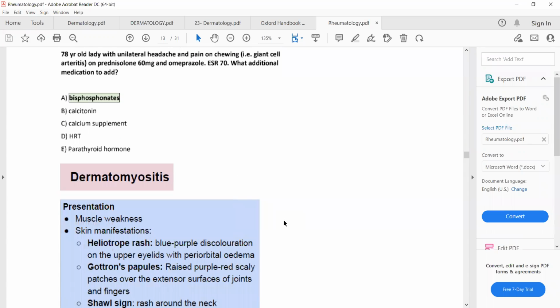So this was all about polymyositis, polymyalgia rheumatica, and giant cell arteritis or temporal arteritis, their diagnosis and management. I hope it's clear to everyone. If there's any question, then you people can ask.